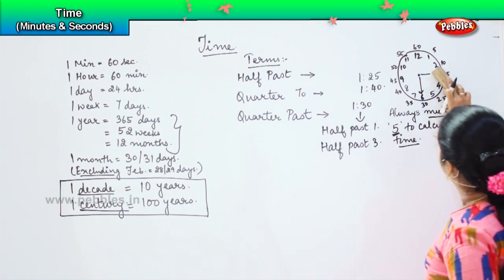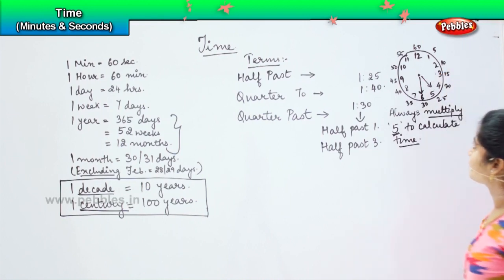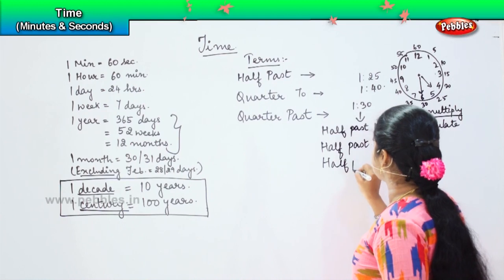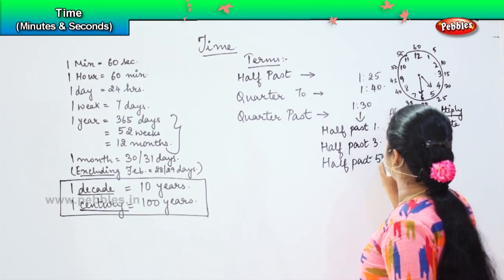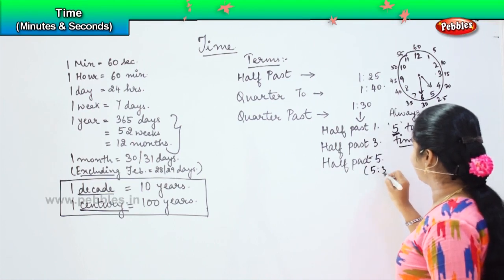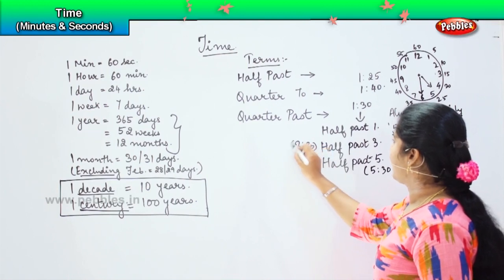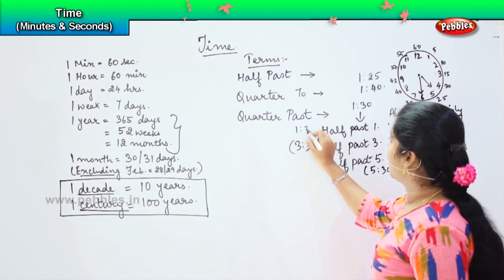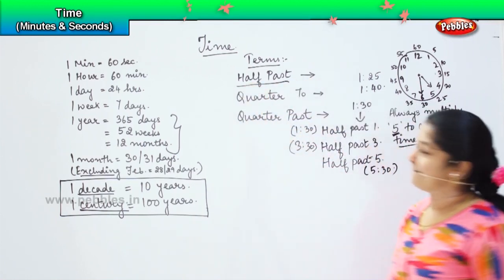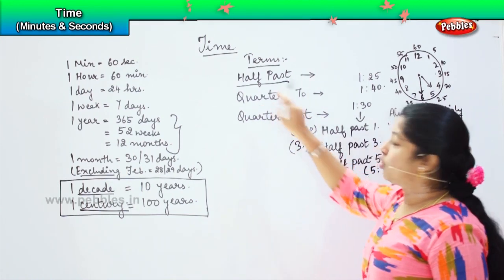Okay. Now if I move this hour needle to say 5, it becomes half past 5. This half past 5 is nothing but 5:30, right? Half past 3 is nothing but 3:30. Half past 1 is nothing but 1:30. So are you clear with this term half past? Yes? So now the next we will see is quarter to.